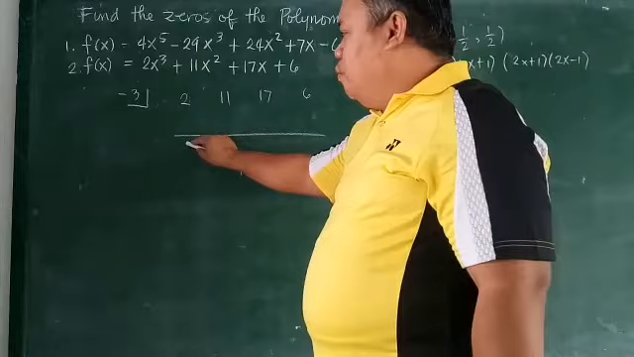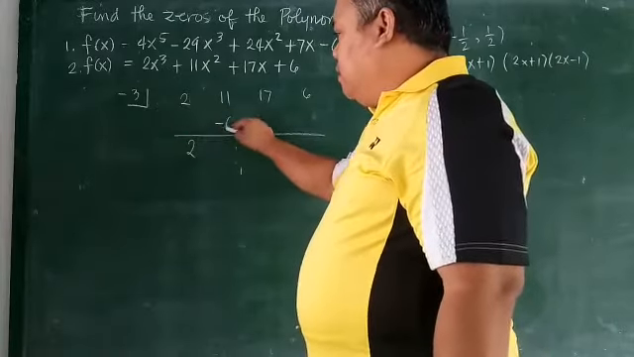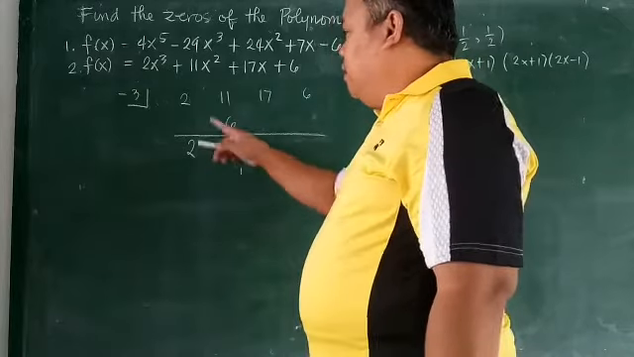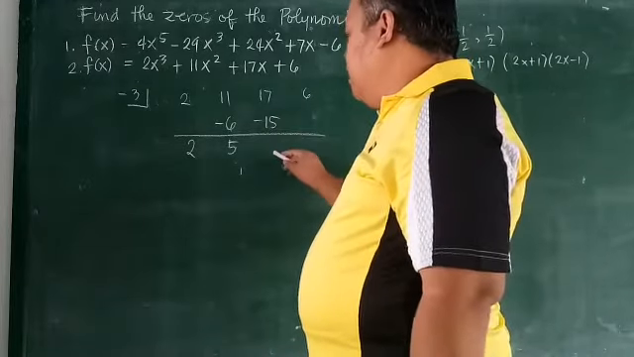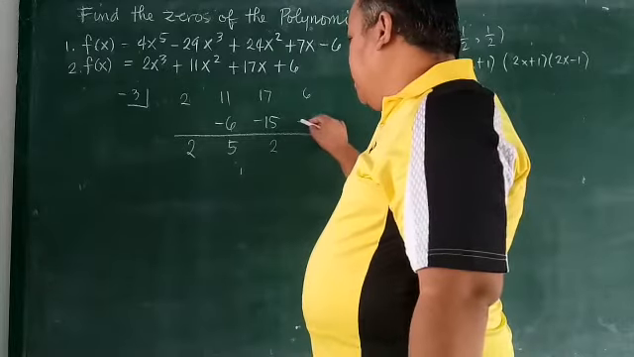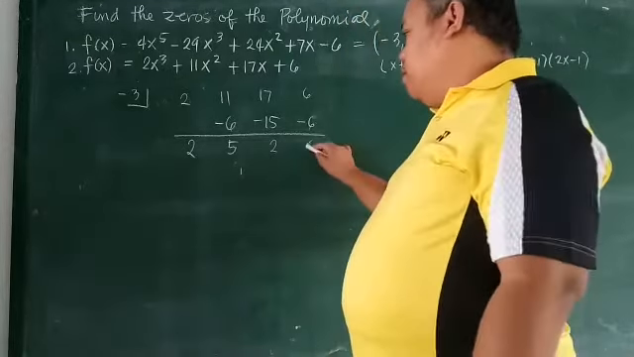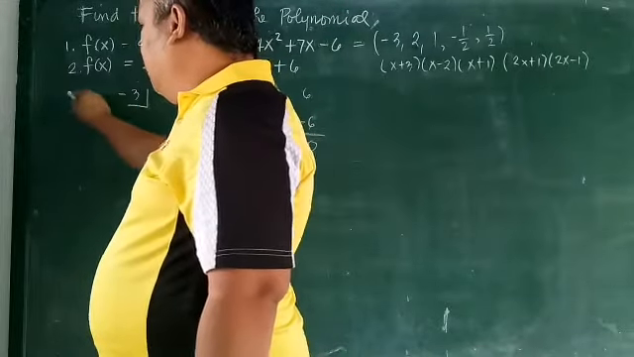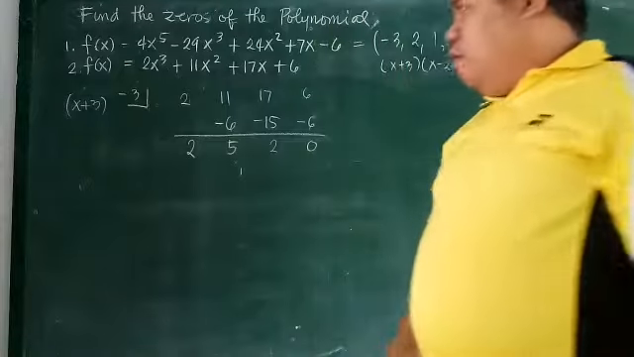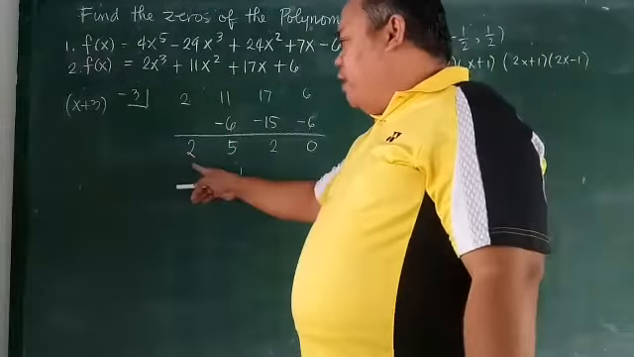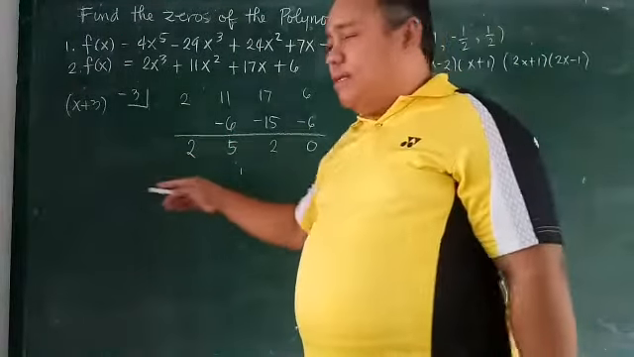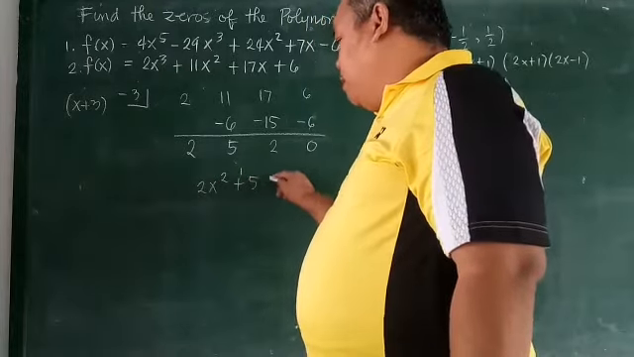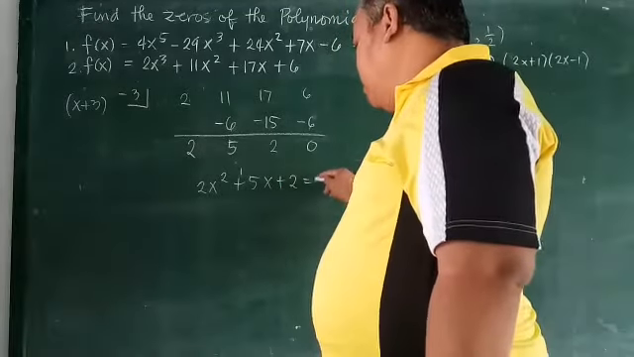Now, this is 2. This is negative 6. And that is 5. And that is negative 15. And this is 2. And this is negative 6. 0. Therefore, x plus 3 is one of the factors, and negative 3 is a root. So, I started with x cubed, right? Therefore, I'm going to express this as a quadratic.